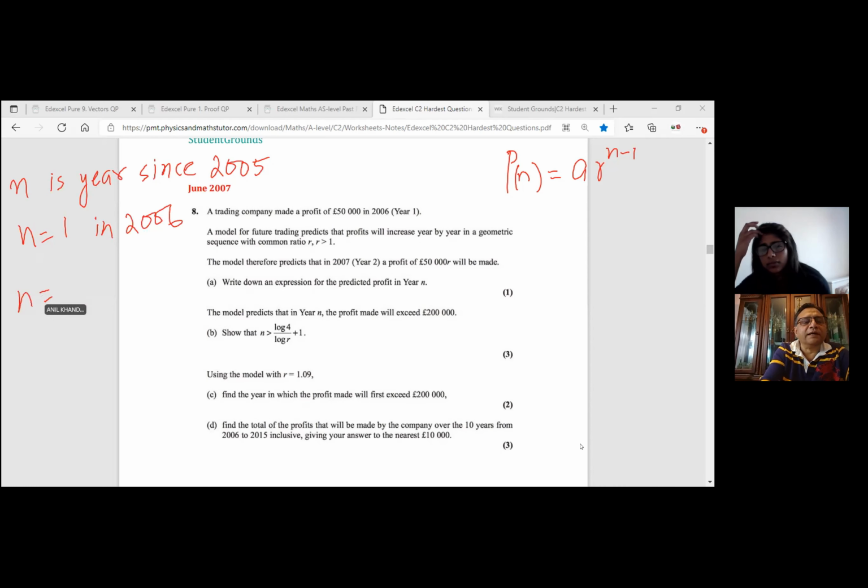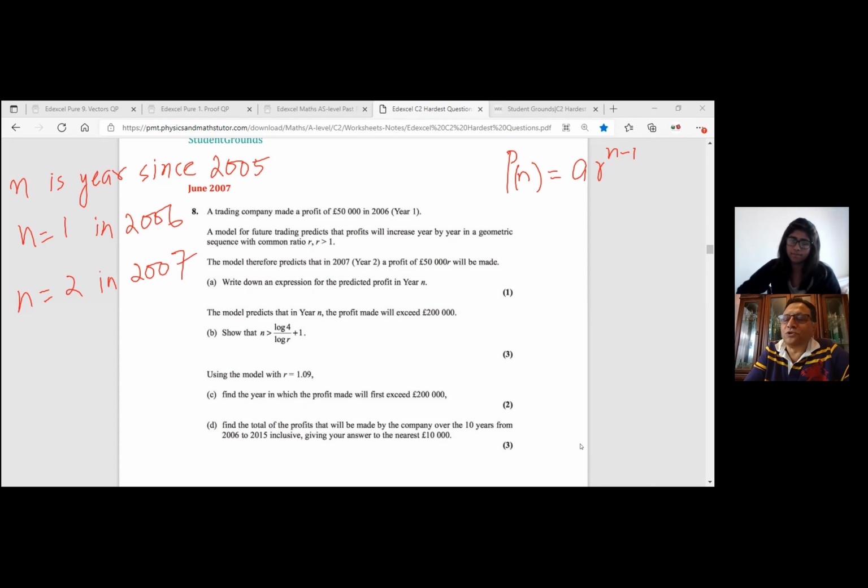Correct. So, let me define n properly. What we are trying to say, as per the question, is that when it says the trading company made a profit of 50,000 in 2006, which is year one, that means N is years since 2005, right? So if N is 1, you are in year 2006. You get the idea. So when I say, of course, the profit will be made at the end of the year.